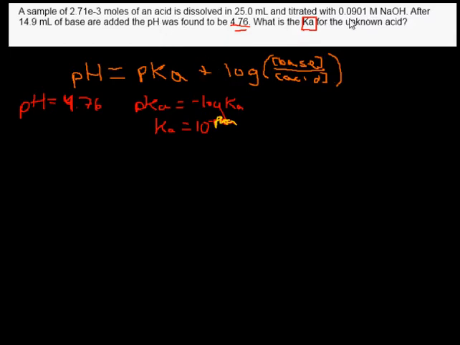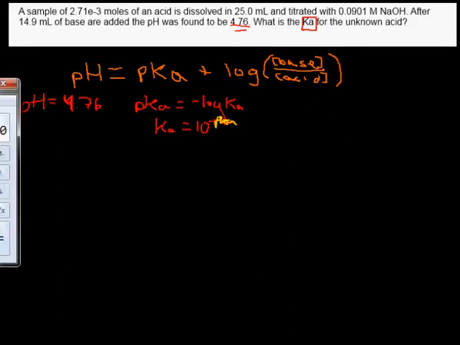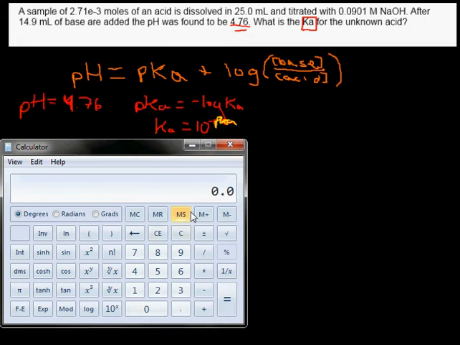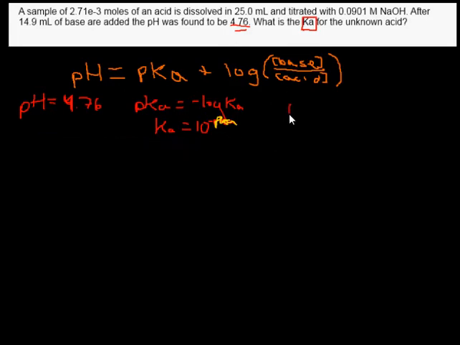So we also know that the limiting reagent gives us the number of moles for the conjugate base, or acid, or whatever it is, the conjugate something. So we just figure out the number of moles for NaOH, and that gives us the number of moles of the base that was involved. So 0.0901 times 0.0149, remember you need to use volume in liters, gives 1.34 times 10 to the negative 3 moles.